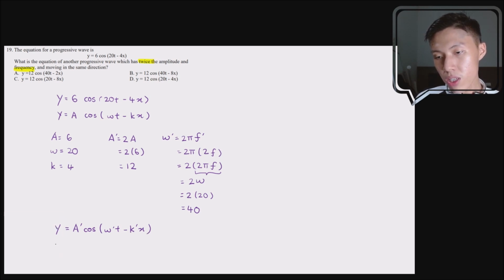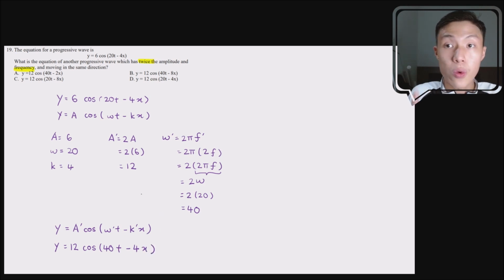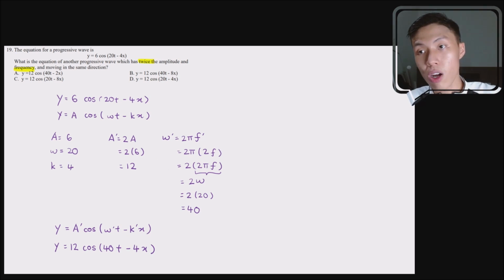Okay, so if you substitute in the value, it will be y equals 12 cos 40t. Then you might be wondering, the k, they didn't mention it changed, right? So I just put back negative 4x inside because they didn't mention the wave number change. But if you look at the options over here, there's no option that has 40t minus 4x inside.